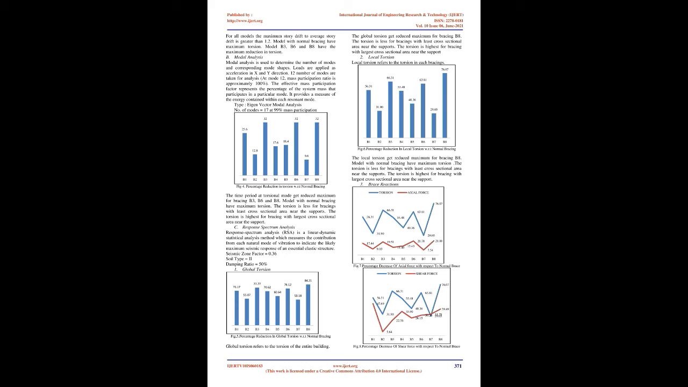The local torsion get reduced maximum for bracing B8. Model with normal bracing have maximum torsion. The torsion is less for bracings with least cross-sectional area near the supports. The torsion is highest for bracing with largest cross-sectional area near the support.